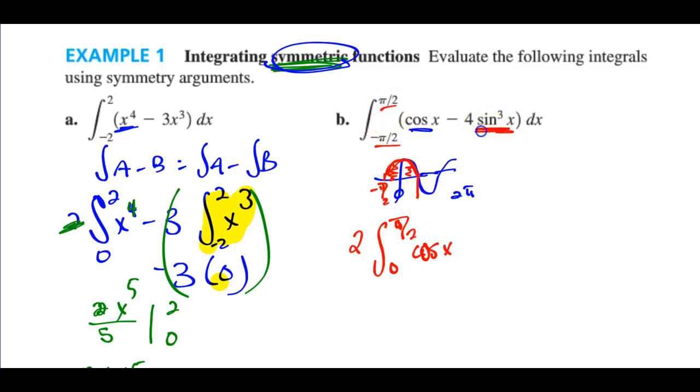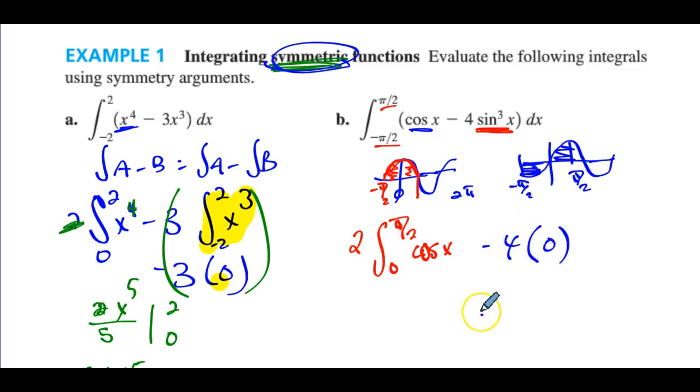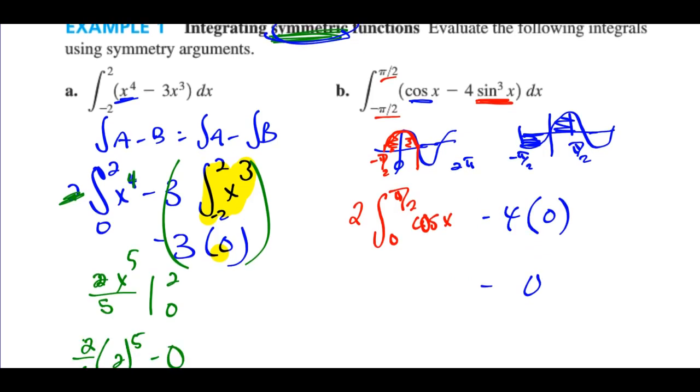And then this guy, well, again, you might want to look at the function. It could be even, could be odd, depending on the interval. So there's your sine function, but if I drag that over here, this is negative, this is positive, this is your -pi/2, this is your positive pi/2, and I think that's just going to go to 0. So 4 times 0, and that's just 0. Don't have to worry about that again.